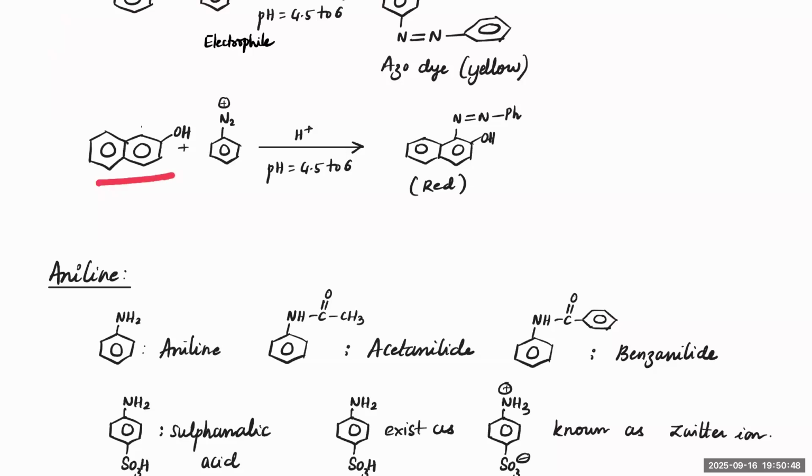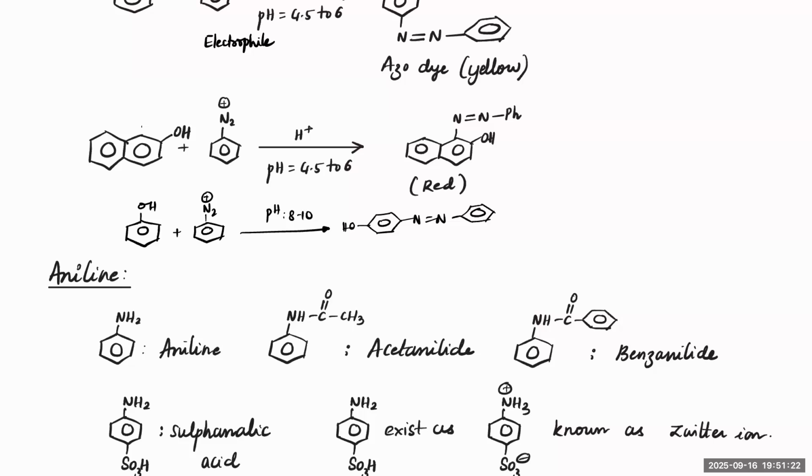Now, this can be done even with beta naphthol. Beta naphthol with N2, this will give you azo dye, which is red color. And with phenol, and we have a diazonium salt like this. In this case, we require pH to be slightly basic, and then we can have an azo dye formation here also, N double bond N, and this compound will be formed like this.